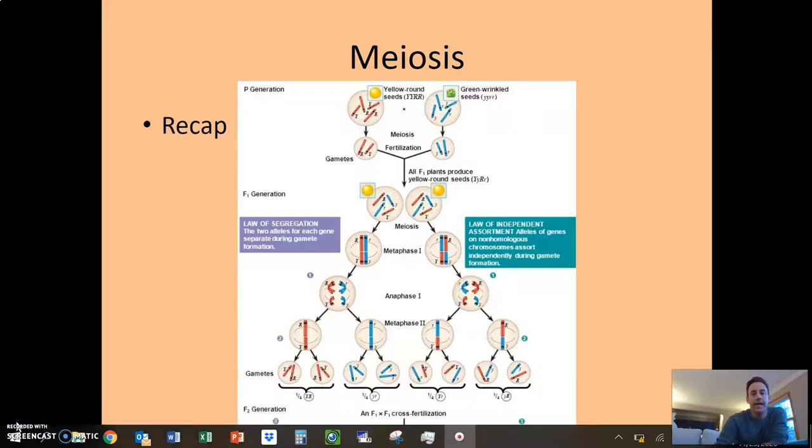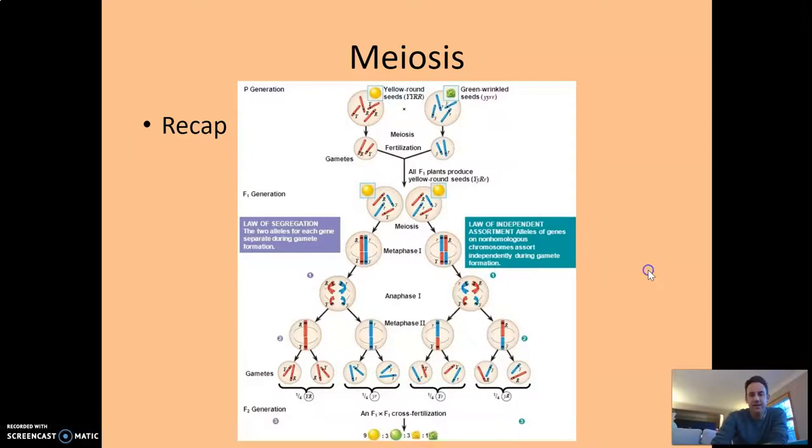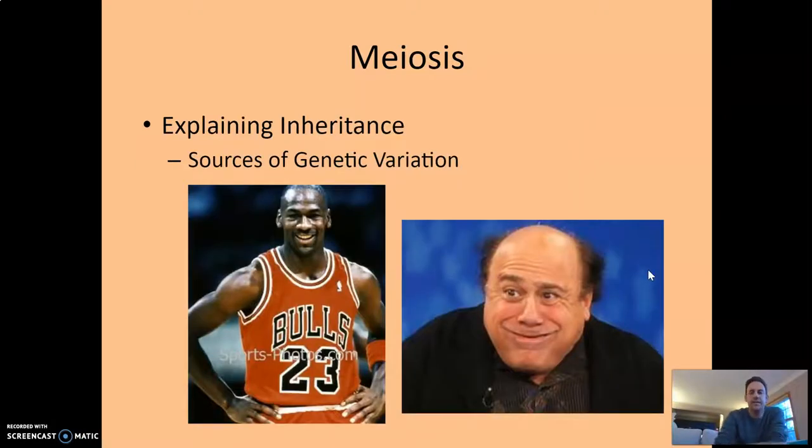Here's a great diagram from your textbook that summarizes these two laws of segregation and independent assortment in the context of meiosis. And so I really think it's worth taking some time to study that and understand how these two laws are manifested through the movement of chromosomes during meiosis. The last aspect of Mendel's laws that meiosis can help us explain is sources of genetic variation.